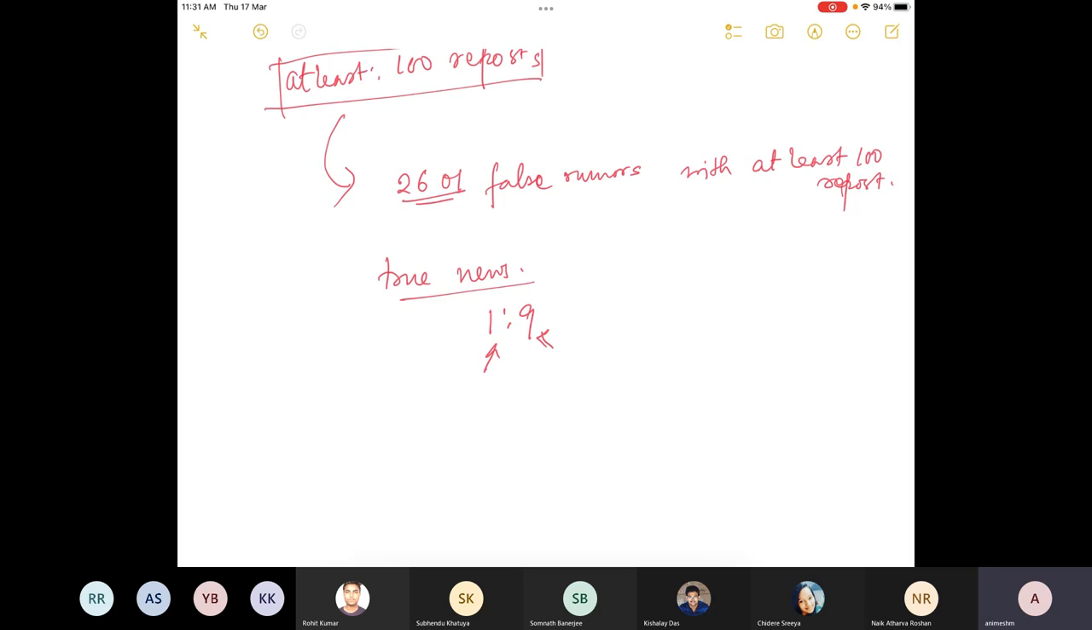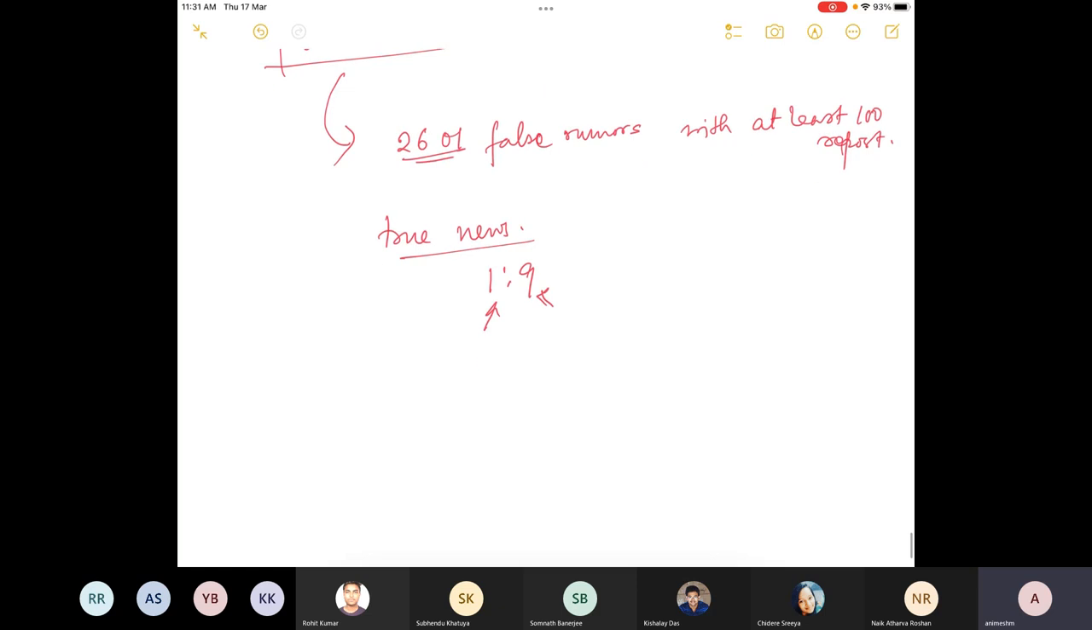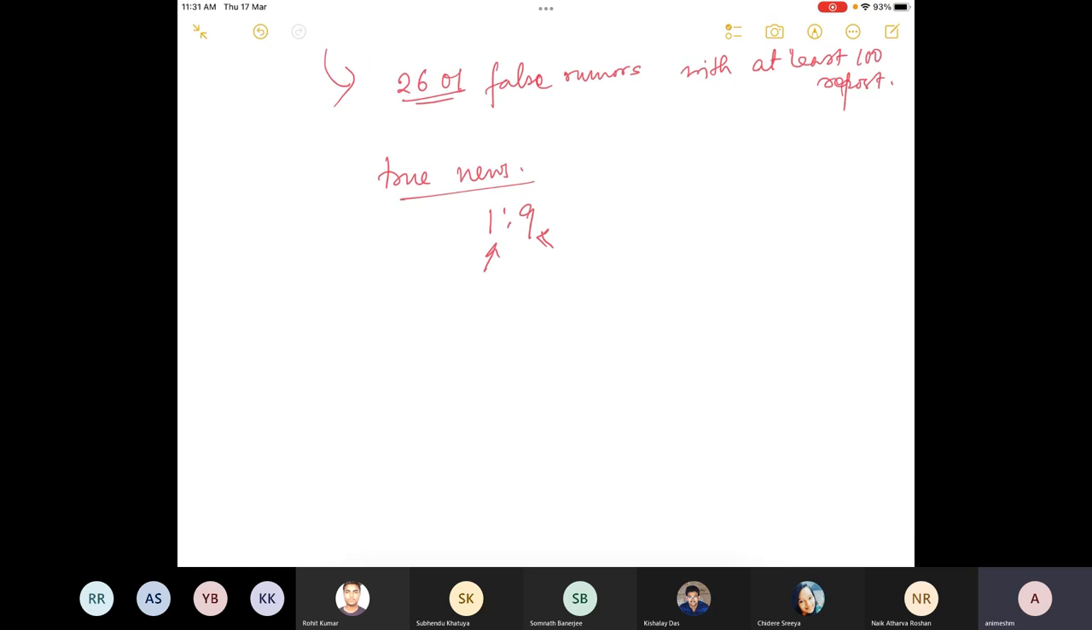set. And therefore, you can very well understand that if you design a vanilla classifier, then in 90% of the times, the classifier is going to tell that the news is a true news, irrespective of the fact that it might be a false rumor. Therefore, the authors say that this is a difficult task, so we go for a 1:1 ratio.